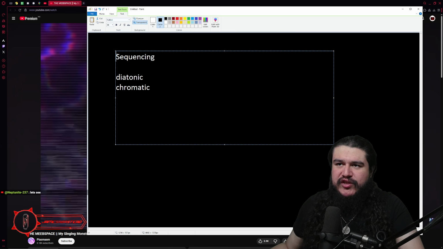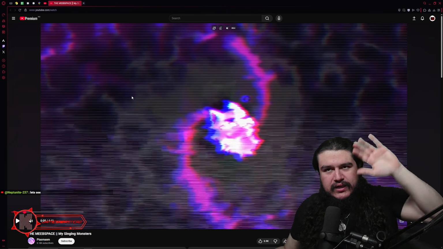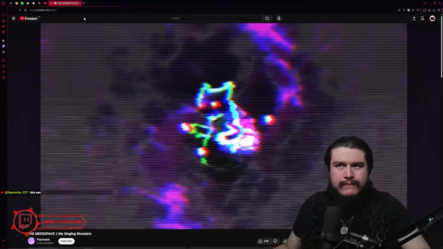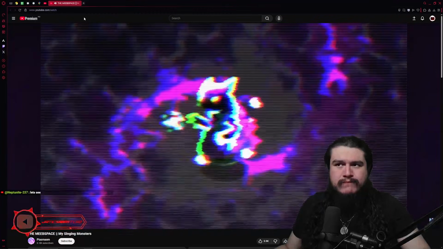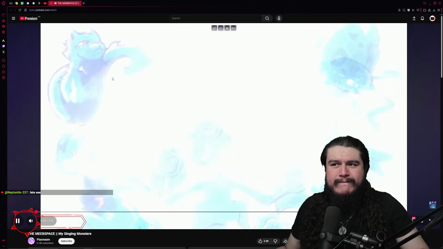Right now, of course, we were in sequencing, and now the second time, the melody is going to be repeated a little bit of an octave higher. Let's see where this goes. Very nice.